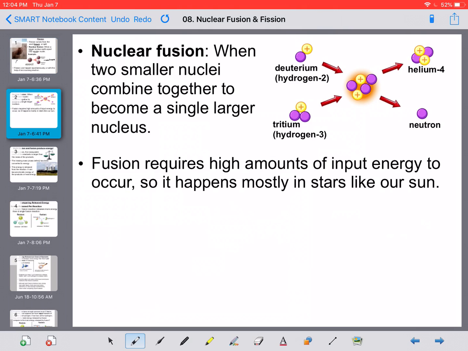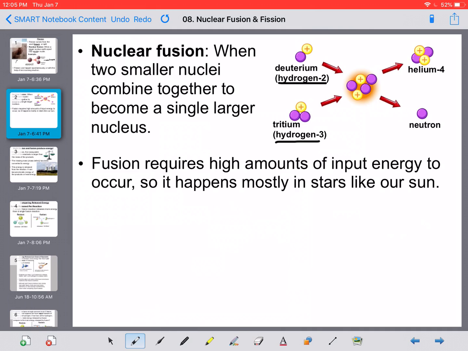Next, we'll look at nuclear fusion. Nuclear fusion is when two smaller nuclei combine together to become a single larger nucleus. So for example, let's say we have a nucleus of hydrogen 2, which is also called deuterium, and say we have a nucleus of hydrogen 3, which is called tritium.